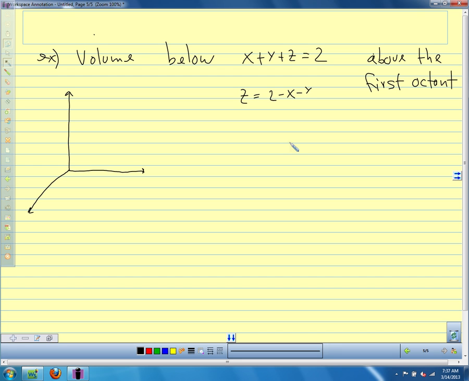Find the intercepts. When x and y equal 0, z equals 2, so we have z equals 2 up here. When x and z equal 0, y equals 2, and when y and z are 0, x equals 2. Those are our intercepts. So our intersection with the first octant looks like this. We're finding the volume of this triangular, pyramid shape.